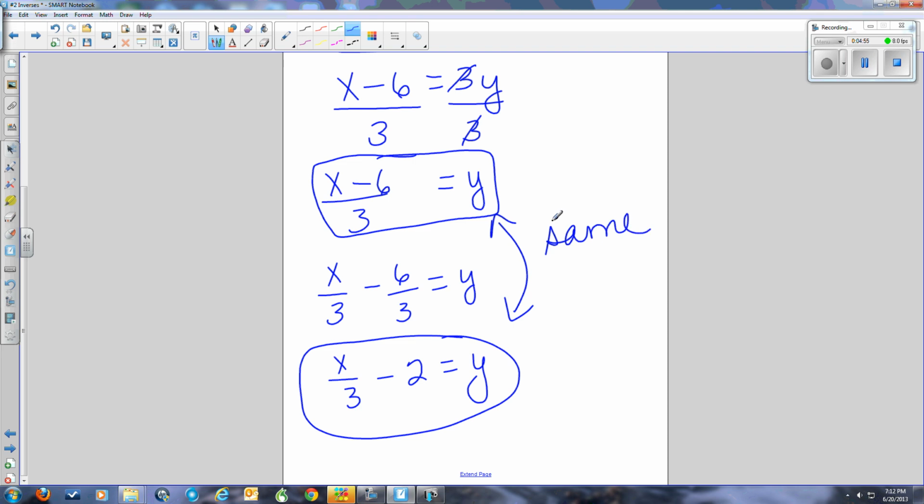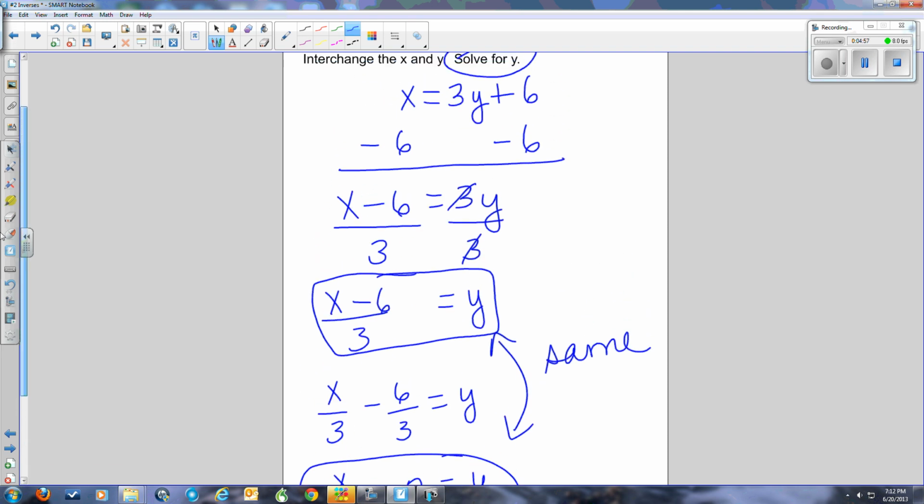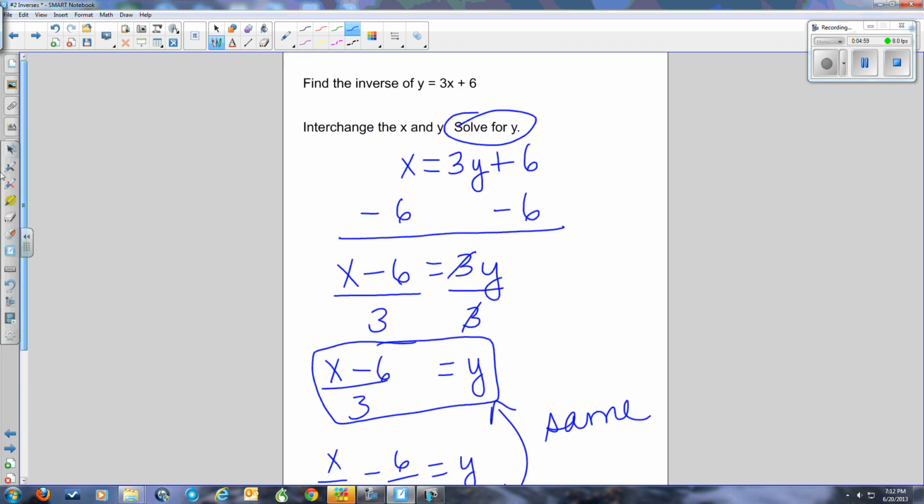Either one of these is the inverse of the original equation here. Okay, thank you very much for joining me today. That is all.